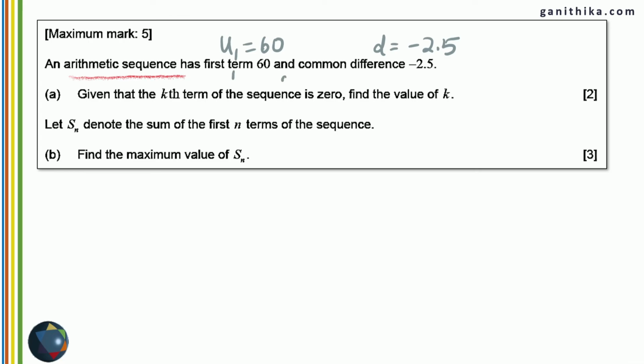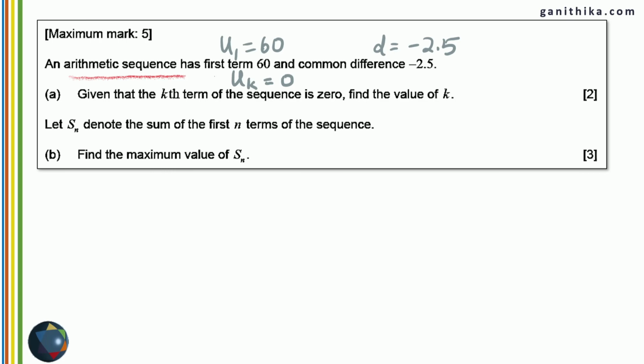Given that the kth term of the sequence is 0, find the value of k, which means in the sequence there is going to be a term which is equal to 0 because d is negative 2.5. It starts from 60 and it keeps decreasing by 2.5, and then eventually it will reach 0 at some point. When will this reach 0?